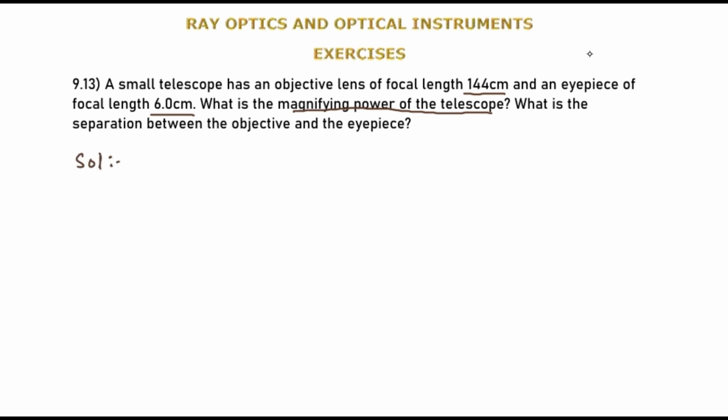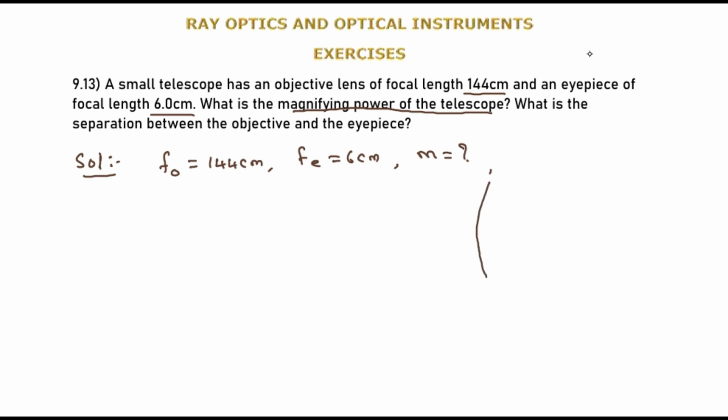Here the given data: the focal length of the objective is equal to 144 centimeter and for the eyepiece it is 6 centimeter. We need to find out the magnifying power, and we need to find out the separation between the objective and eyepiece of the telescope.